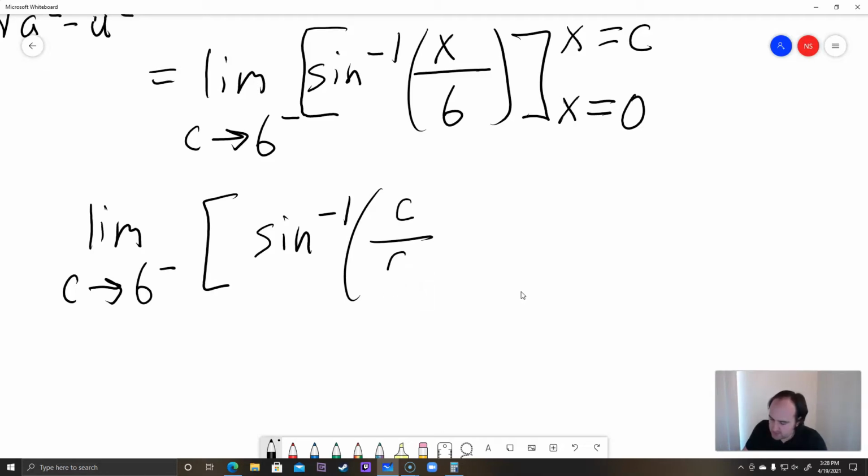My 6's are starting to look like b's. They are looking a lot like b's. I don't know how many times I have to rewrite it. Still doesn't look like a 6. Okay, I guess that's better.